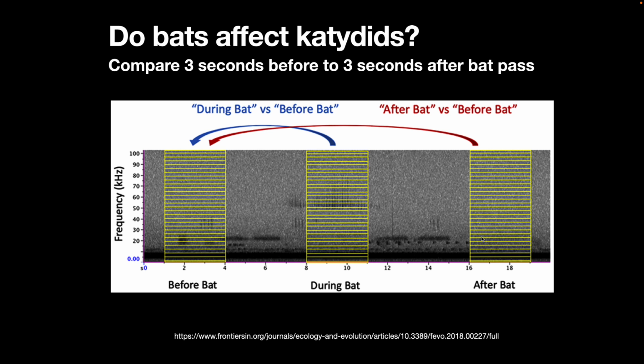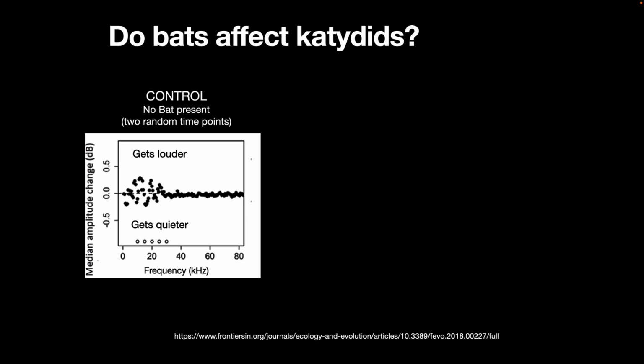Let's go ahead and take a look at the results. The first thing that they wanted to do is show us what happens when there's no bats present, and see how much katydid noise varies from moment to moment. So they took 2 random time points that were a couple seconds apart. These graphs here show frequencies in kilohertz on the horizontal axis, and then the amplitude change. So getting louder is above the 0 and getting quieter is below the 0.